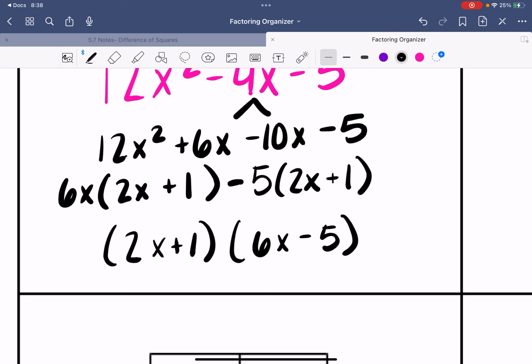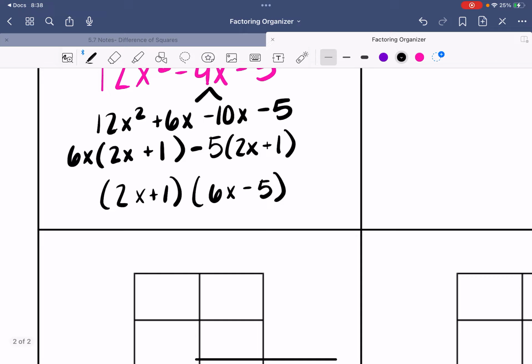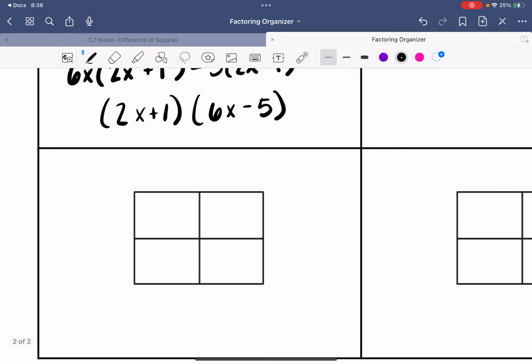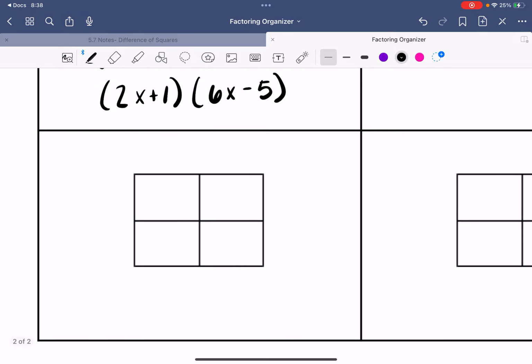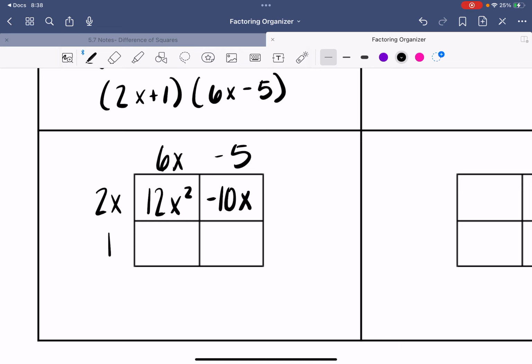Okay, one last step. Multiplying those both out to check our work, and you guys will be able to work on your last one and go back and finish up anything else you need to finish up. 2x plus 1, 6x minus 5. 2x times 6x is 12x squared. Top right hand, 2x times negative 5 is negative 10x. Bottom left hand, 1 times 6x is 6x. Bottom right hand, 1 times negative 5 is negative 5.